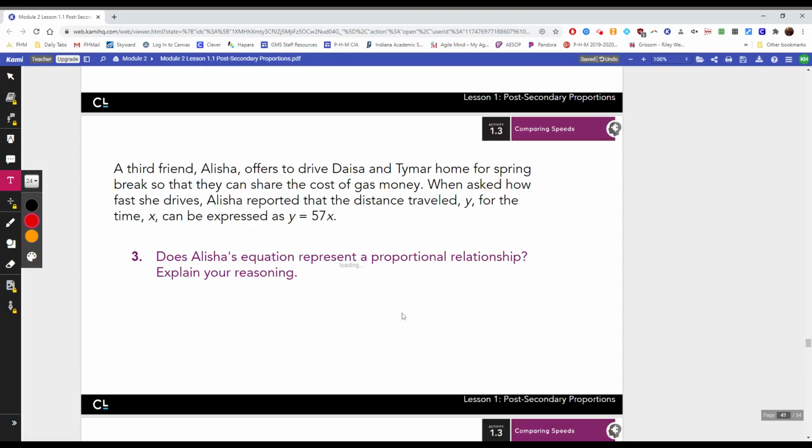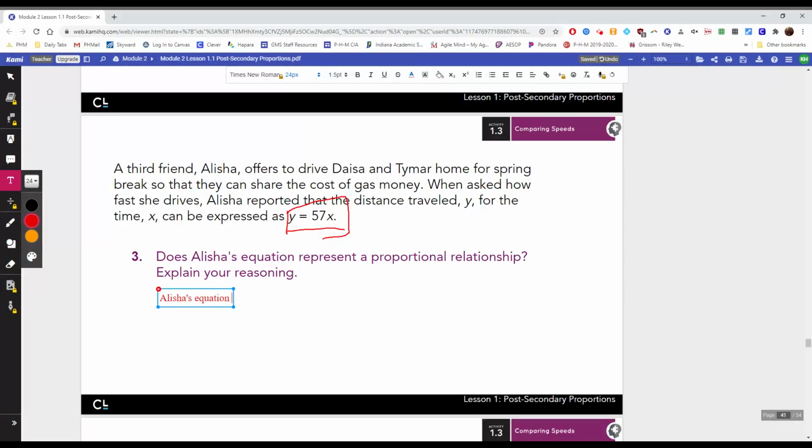Now we have a third friend, Alicia, who offers to drive Deja and Tamar home for spring break so that they can share the cost of gas money. When asked how fast she drives, Alicia reported that the distance traveled y for the time x can be expressed as y equals 57x. I'm sure that's how most people would share how fast they drive, right? They'd give an equation. I know that's not very realistic, but here's the equation that represents Alicia's distance in time. Does Alicia's represent a proportional relationship? Yes, it does, because it's in the form of a proportional relationship.